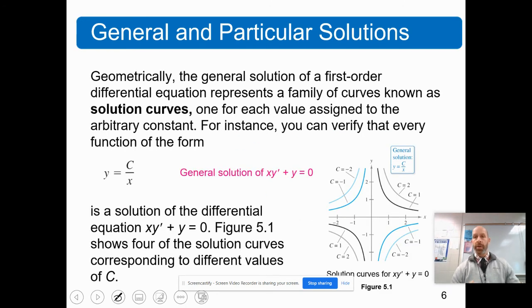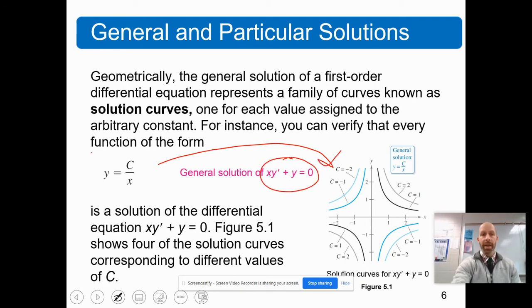Geometrically, and this is where we're going to start thinking about slope fields, the general solution of a first order differential equation represents a family of curves known as solution curves, one for every value assigned to the arbitrary constant c. So if we look at our picture over here, by the way, this is the differential equation, and this is the general solution for that differential equation. We get 4 different curves.